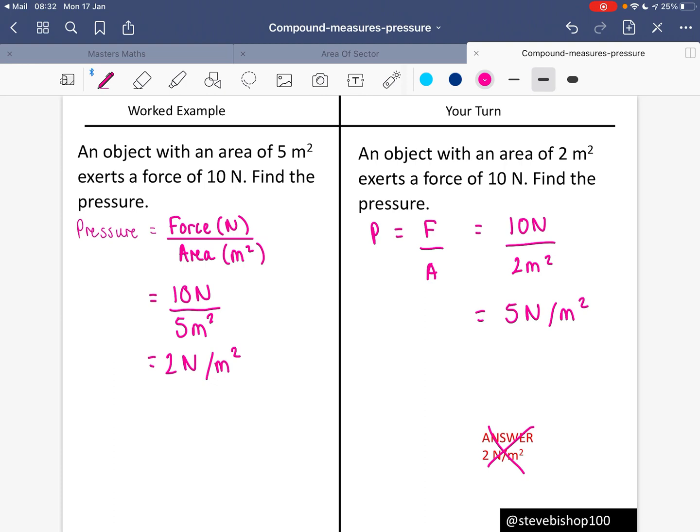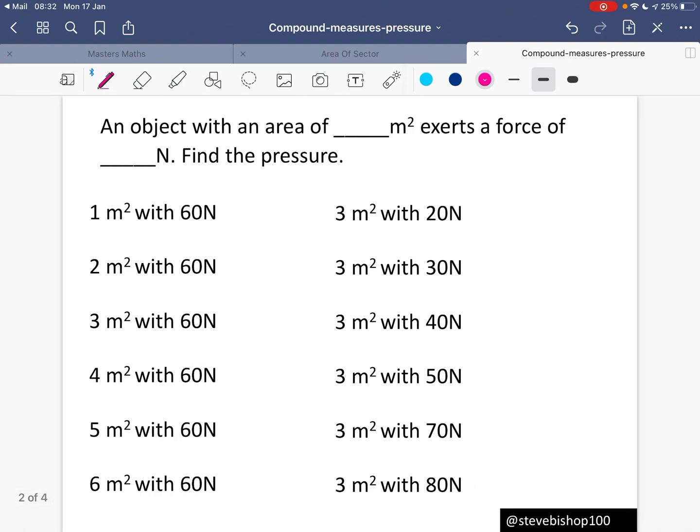The next slide then is the questions for you to try. The question at the top is the same question for every part, and you're just filling in the blanks with the numbers you've been given. So the first one, you're doing an area of 1 meter squared that exerts a force of 60 newtons, and you're finding the pressure. Then you would swap them out for the second one, 2 meters squared with a force of 60 newtons. You would just repeat that for each question until you get the hang of working out the pressure.